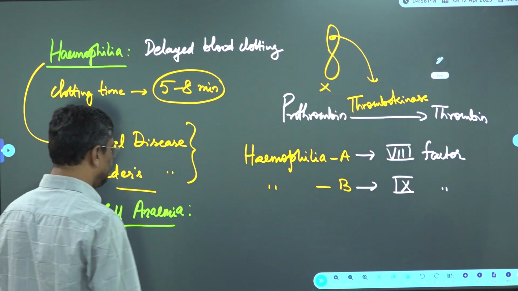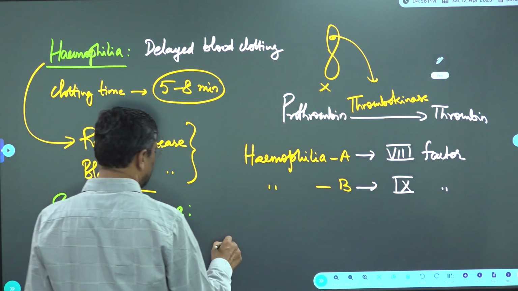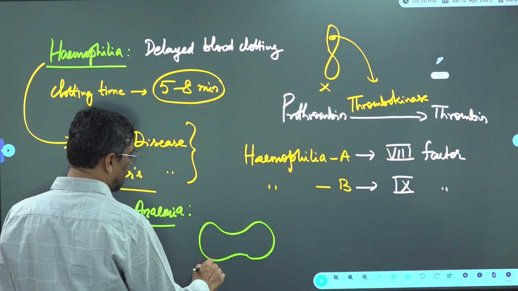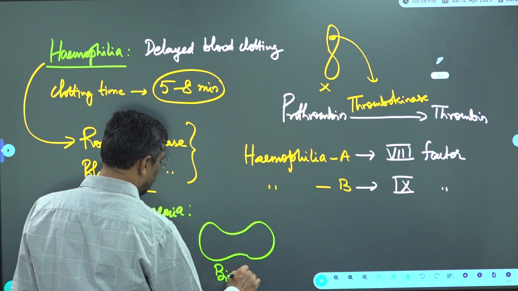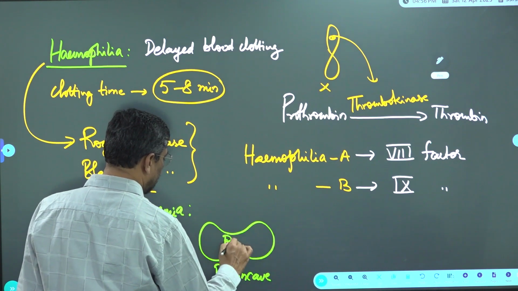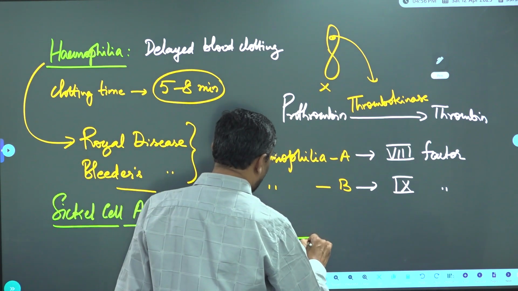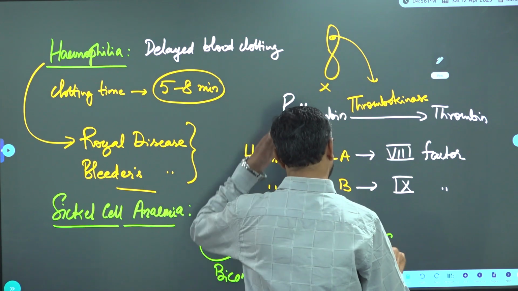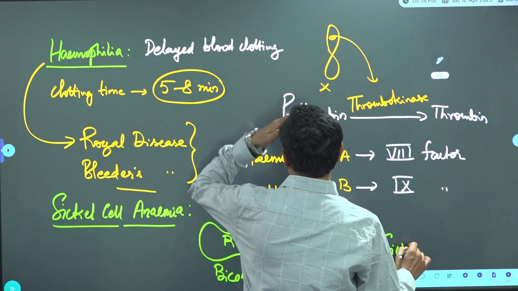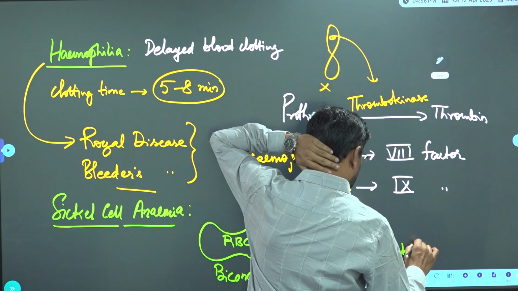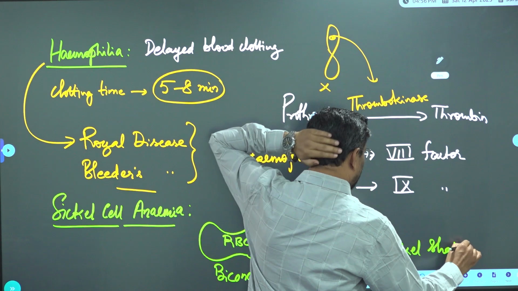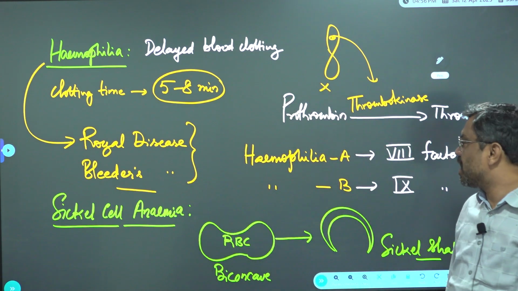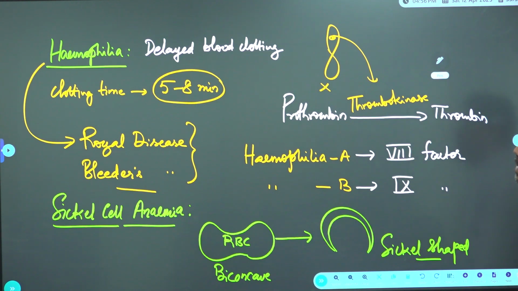Sickle cell anemia. So due to a small change, the RBC becomes sickle shaped. So actually the RBCs are biconcave, that means dumbbell shaped. The dumbbell shaped RBC becomes sickle shaped like this. It leads to anemic condition. That is called sickle cell anemia.